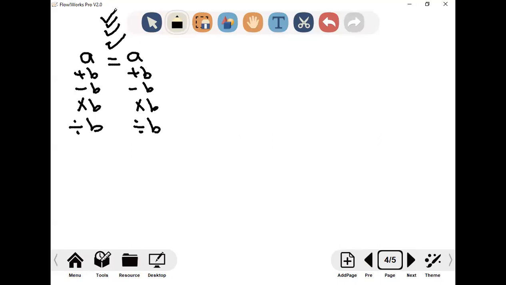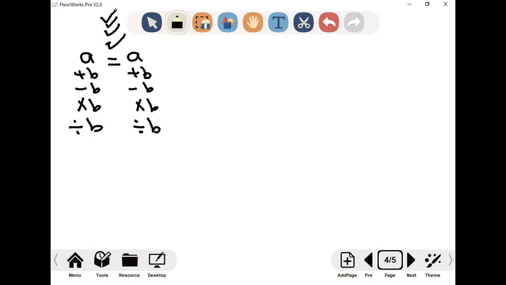Go to the simple example. They wrote if A equal B, then A plus C equal B plus C. What they did, they add C here and here, right? Still the same. Below it, what is it called? Subtraction. If A equal B, then A minus C equal B minus C. What they did, they subtract C from both sides.